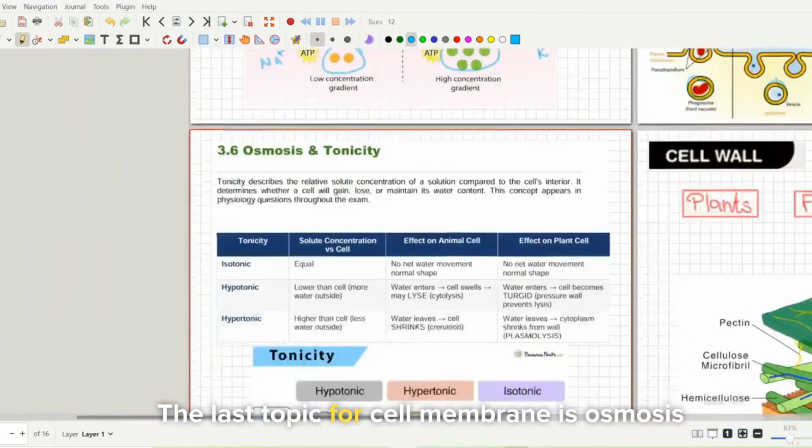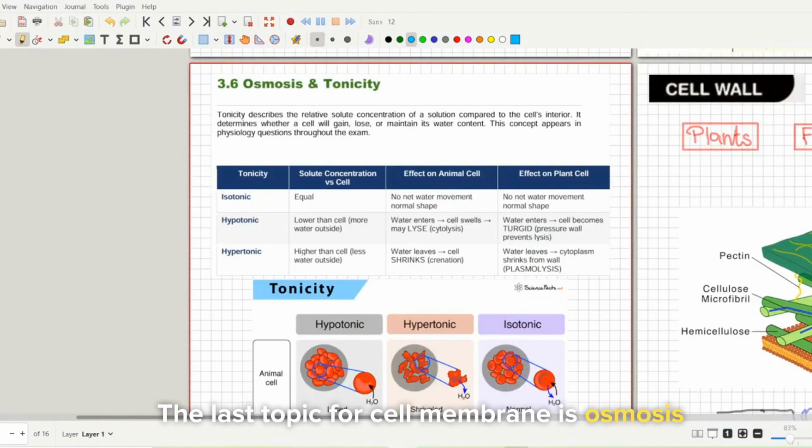The last topic for cell membrane is osmosis and tonicity. We discussed osmosis. It is actually the motion of water molecules from high concentration to low concentration, and tonicity is the process that describes the solute concentration of a solution compared to the cell and outside environment. If we talk about tonicity, then there are three types. The first is isotonic, that is the equilibrium stage, or you can say the balanced state. Then you have hypotonic, and then you have hypertonic.